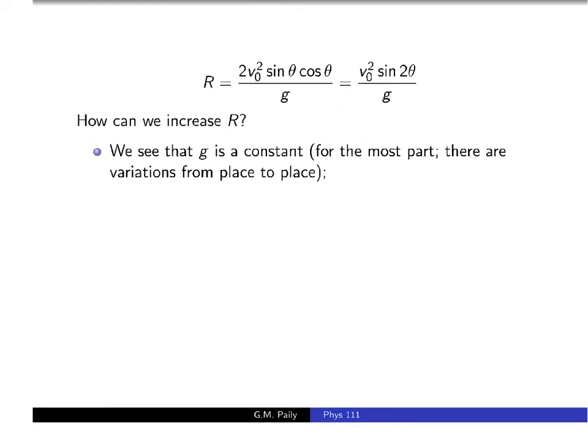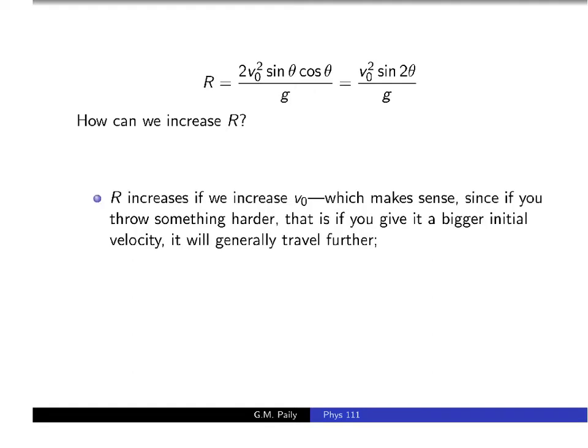g is usually a constant, or at least something we can't control, but it is worth noting that in different places, because the value of g varies from place to place, the same launch speed can lead to different ranges. As seems fairly obvious, if the launch speed v0 is increased, then the range will increase. In other words, if you throw something harder, it will go further.